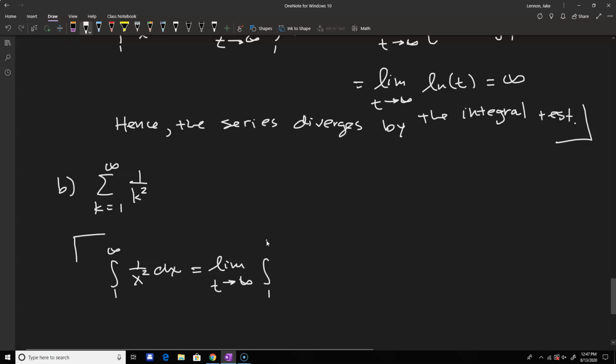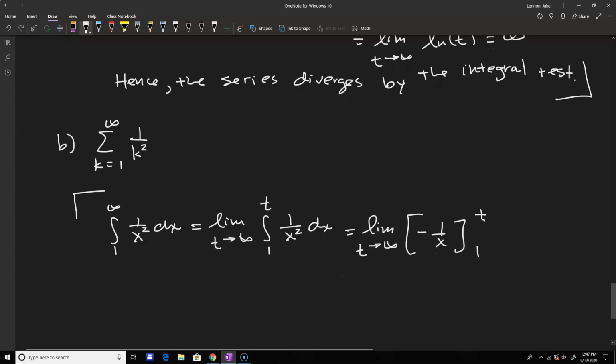the integral from 1 to t of 1 over x squared dx. And in fact, this integral is quite easy, right, because it's just negative 1 over x. So this is going to be negative 1 over x from 1 to t. So what happens? Well, we get the limit as t goes to infinity of minus 1 over t plus 1, and we know 1 over t is going to 0, so this just goes to 1.